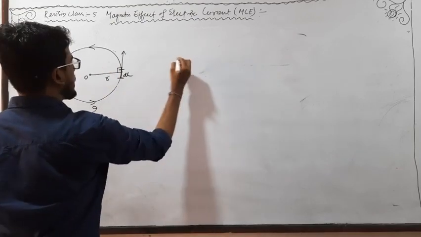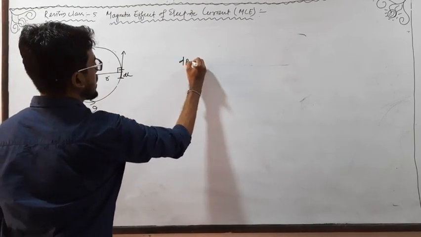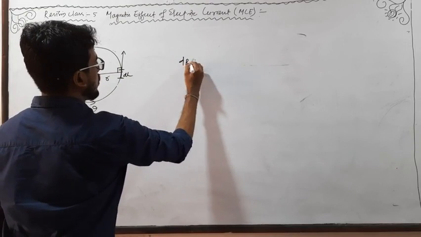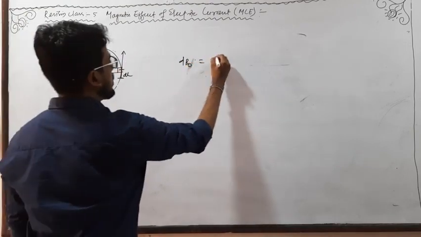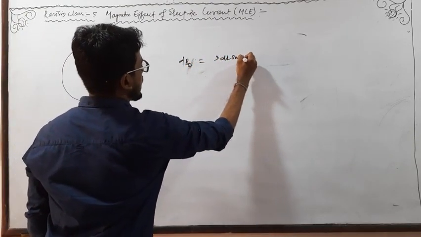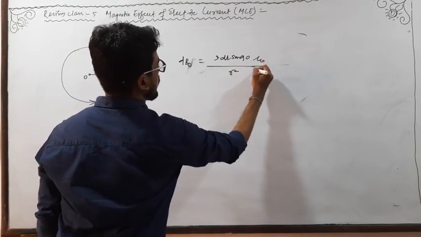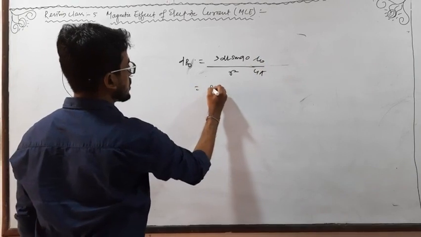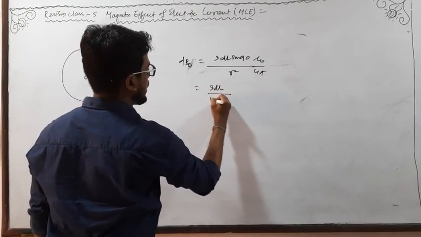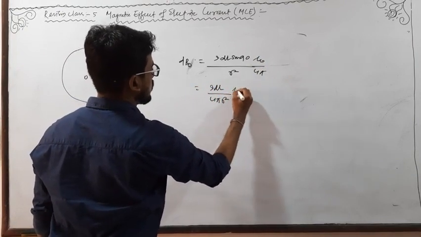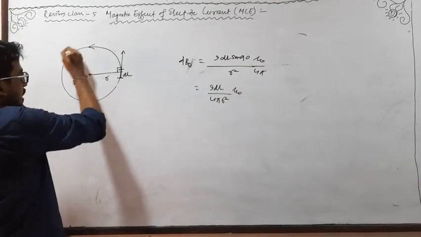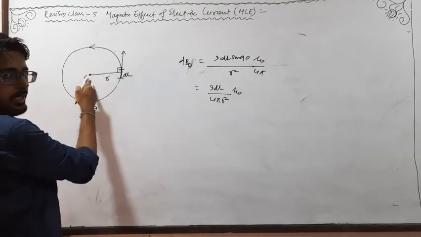So here at P, the magnetic field strength dB due to this small segment will be I dl sin 90 divided by the distance r square, into mu naught by 4 pi. So this will be I dl by 4 pi r square into mu naught. So the complete segment will produce how much magnetic field strength?